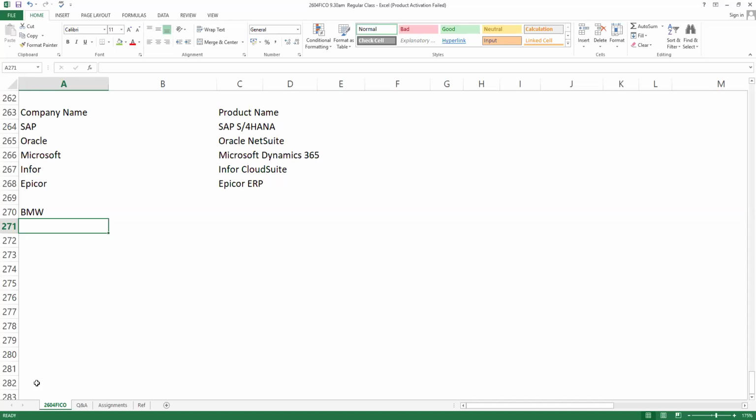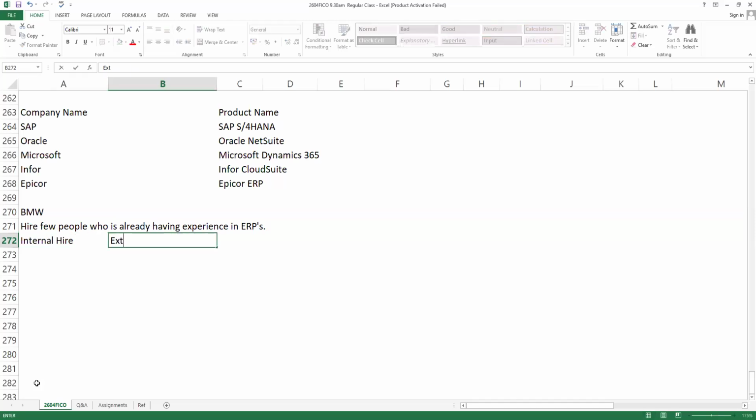Any questions? No, Basil. Okay. See what exactly BMW will do. They will hire a few people who already have experience in ERPs. It can be an internal hire or an external hire.